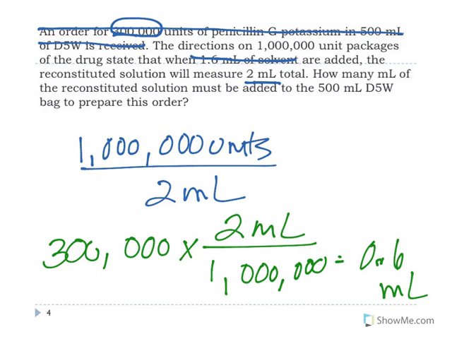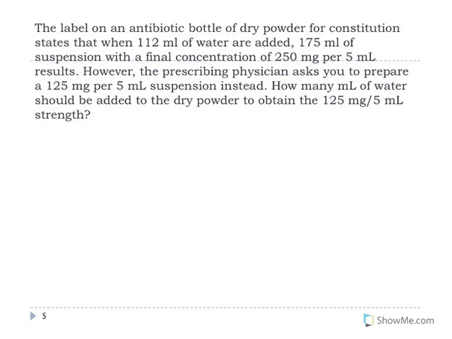But let's look at an example where we are trying to create a final concentration of product that's different from the manufacturer's instructions. And here's one here. We see that underlining in green, the manufacturer's instructions are you add 112 mils of water to a powder, and that results in a suspension of a final concentration of 250 per 5 of a total of 175 milliliters. So again, your volume, although you only add 112 milliliters of water, your final volume is 175 milliliters because there is a volume of powder contained within that antibiotic suspension.